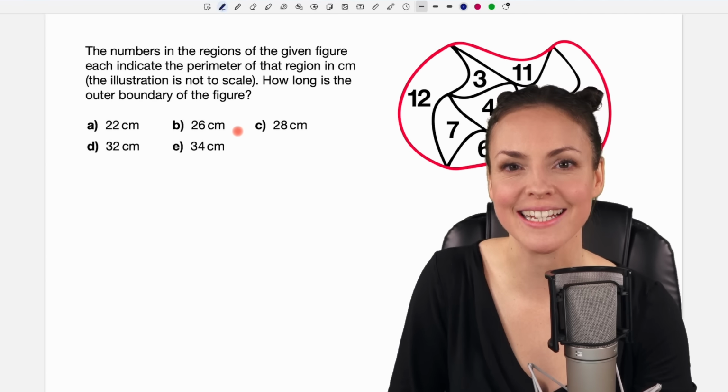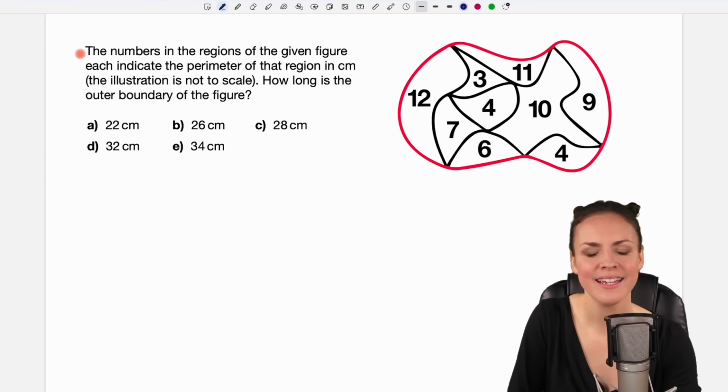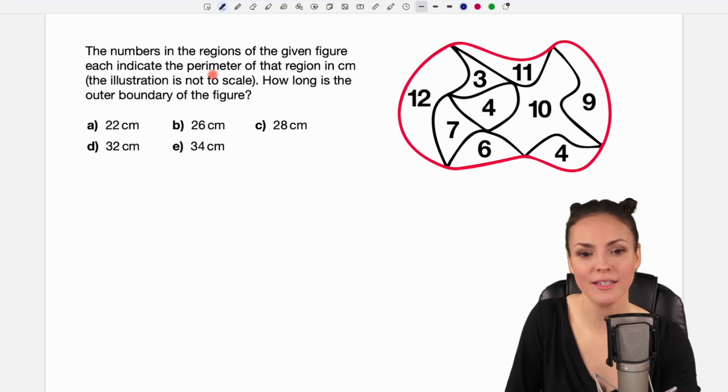I want to show you how to solve this problem that was part of a math contest for ninth grade. The numbers in the regions of the given figure each indicate the perimeter of that region in centimeters. The illustration is not to scale. How long is the outer boundary of the figure? A, B, C, D, or E?